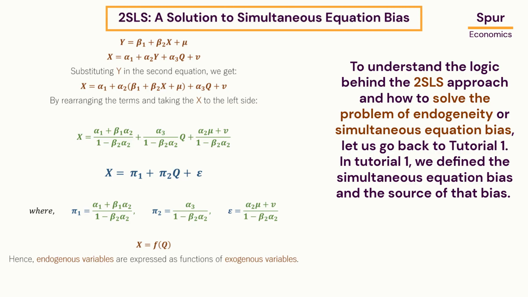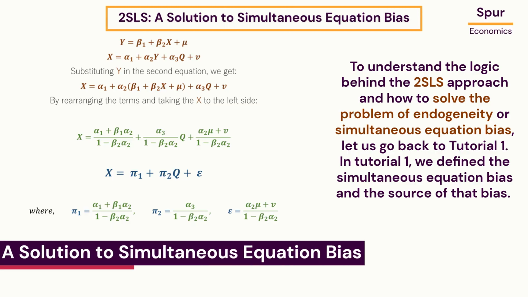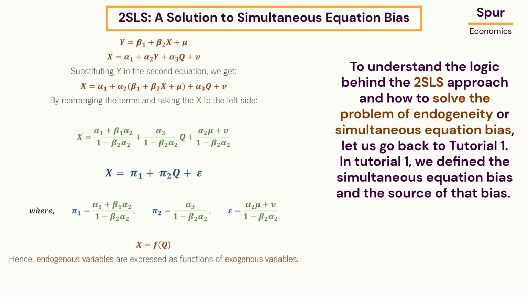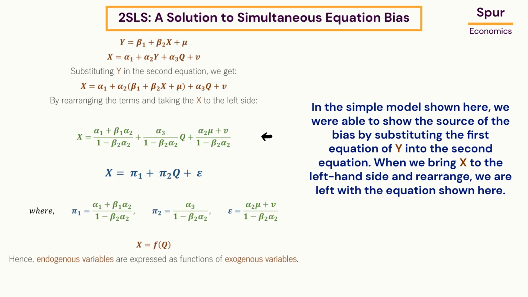To understand the logic behind the 2SLS approach and how to solve the problem of endogeneity or simultaneous equation bias, let us go back to Tutorial 1. In Tutorial 1, we defined the simultaneous equation bias and the source of that bias. In the simple model shown here, we were able to show the source of the bias by substituting the first equation of y into the second equation.